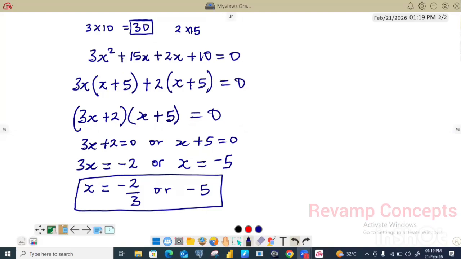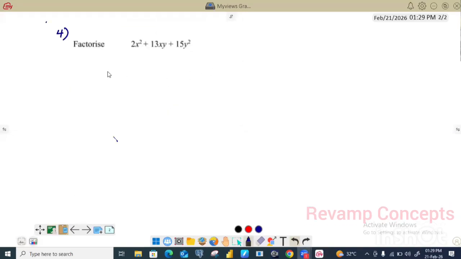Can I write this down? All right. We have 2x squared plus 13xy plus 15y squared. Now, as usual, we multiply the coefficient of x squared by the coefficient of y squared, which is in the position of a constant in the initial questions we solved. So in doing that, 2 multiplied by 15 will give us 30.